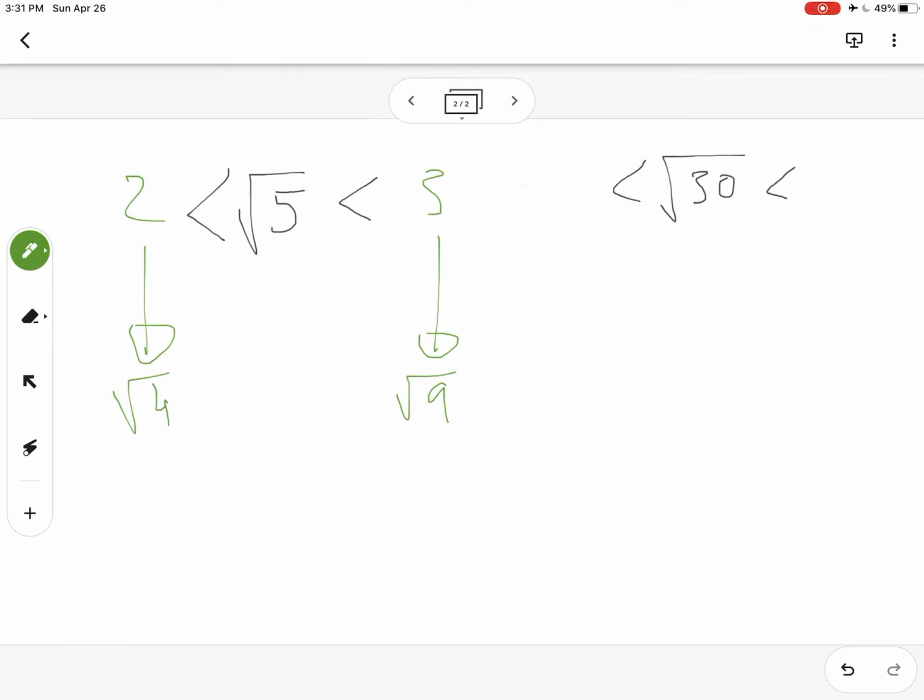Sometimes it's even going to ask you which one it's closer to. For this one, if you pretend the square roots aren't there, 5 is much closer to 4 than it is to 9. So you could say that the square root of 5 is approximately 2. But it's a bit bigger, so if you want to be more precise, you could say 2.1, 2.2, something like that.